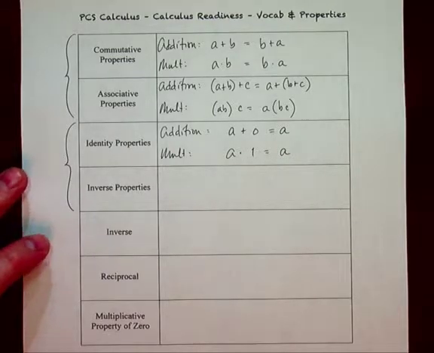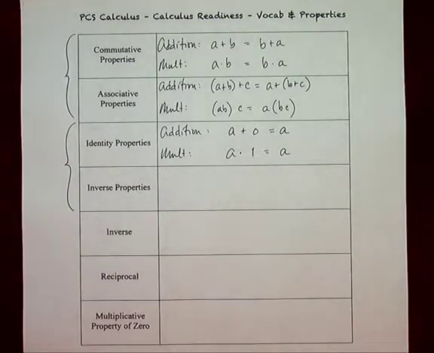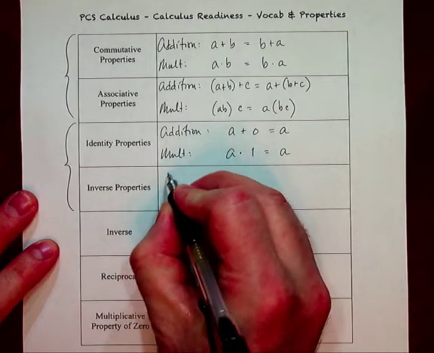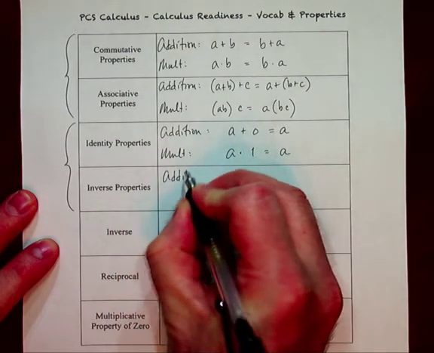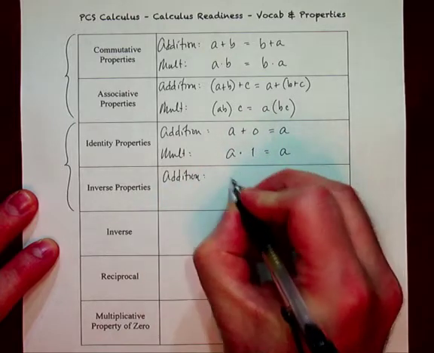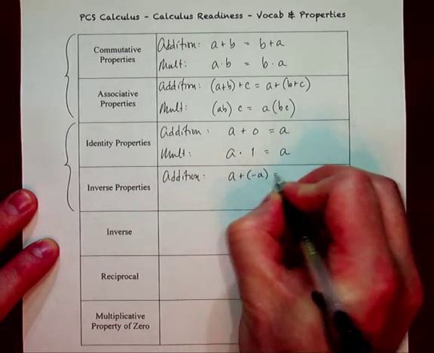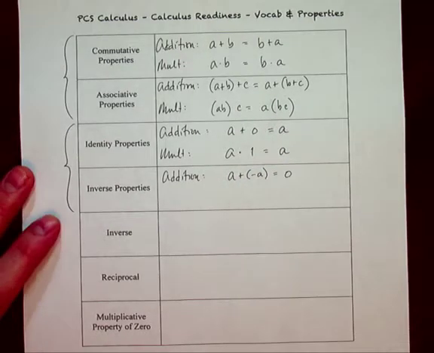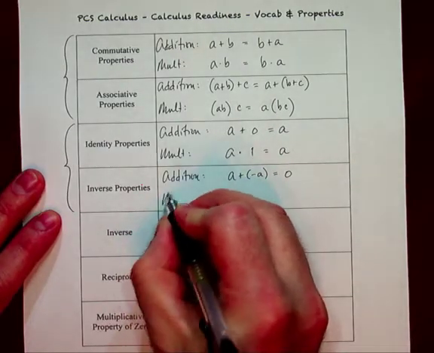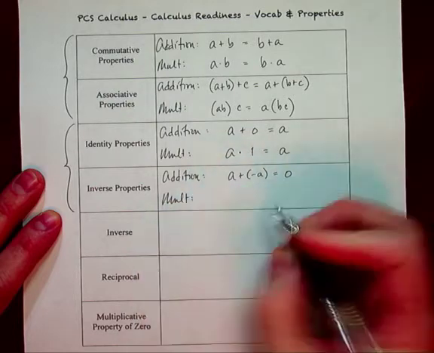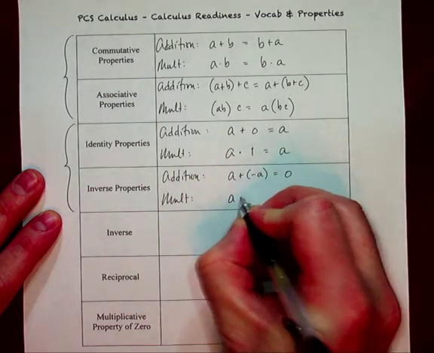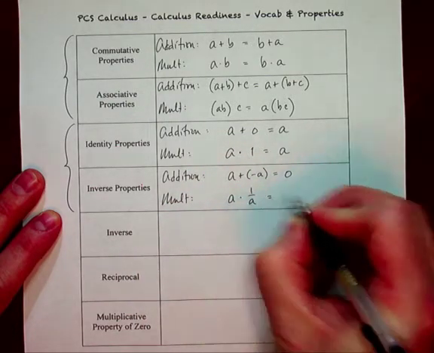Now, the inverse property is basically a restating of the identity property, so it's kind of a corollary of the identity property. The inverse property of addition says a plus negative a is equal to 0, and the inverse property of multiplication is a times 1 over a is equal to 1.